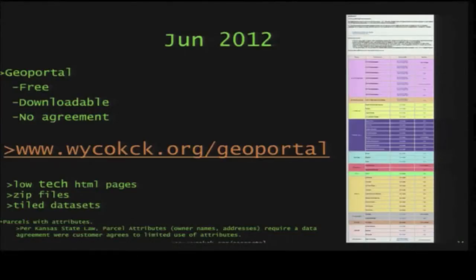This is the web URL. You can kind of see what the site looks like. It's low tech. It's just an HTML page, downloadable data. Everything's put together in zip files, tiled format. That's what we work with. That's what we deal with on a daily basis.